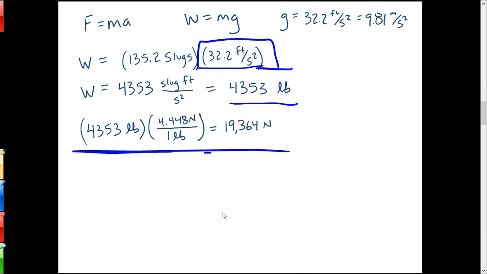All right, so we're going to work with F equals ma. The corollary to that is weight, W, is mg. G is the gravitational acceleration. So what we've got there is the mass in the English system, 135.2 slugs. If we multiply that by the acceleration due to gravity, we'll get the weight on Earth: 4353 pounds. We can then convert that to the metric system and get 19,364 newtons. Okay, so there's the weight on the Earth in pounds and newtons.